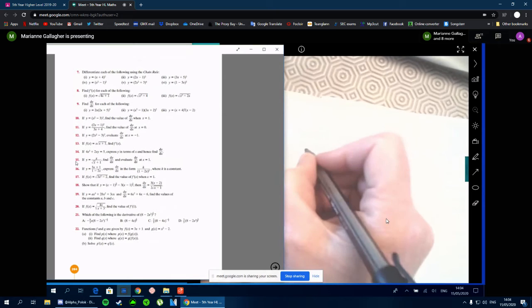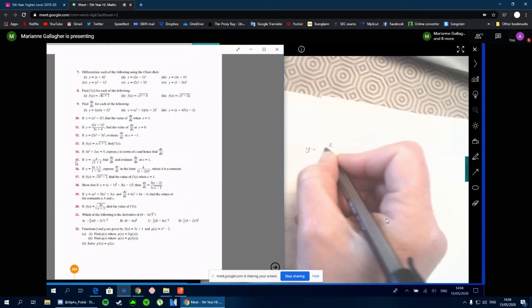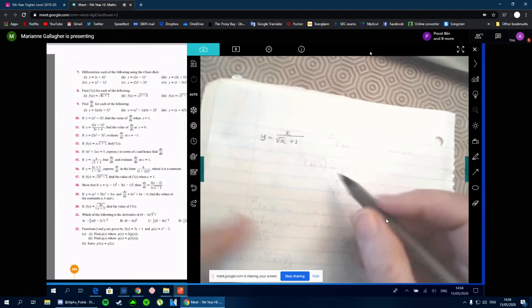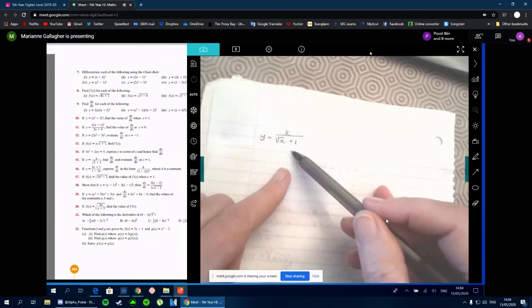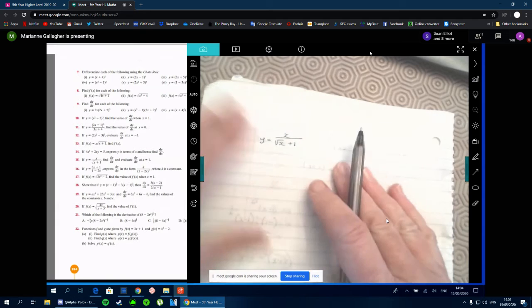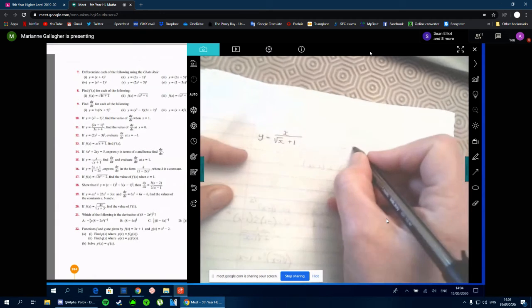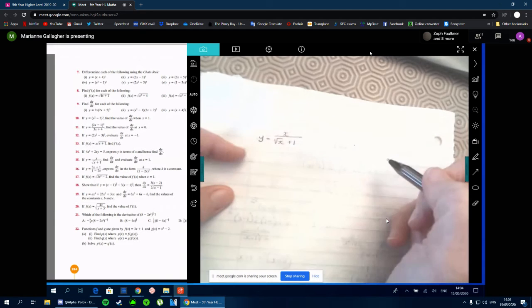So this is another quotient rule. So 15 says y is equal to x over. So the first thing you want to notice is, do I need to use the chain rule or the quotient rule? And then when you're doing your u's and v's, do I need to use the product or the quotient rule? And then when you're doing your u's and v's, you may need to be doing the chain rule as well. So this is quotient because it's one thing divided by another.